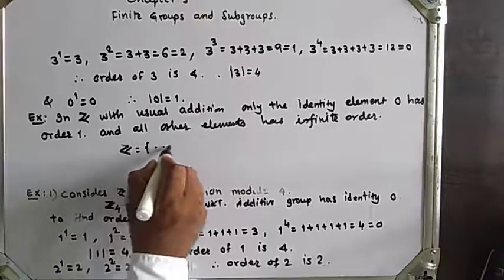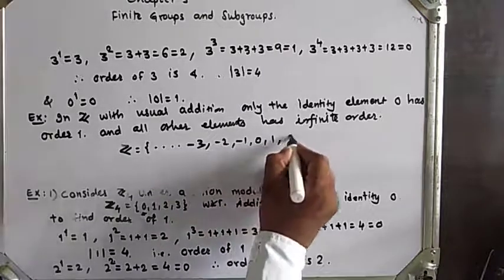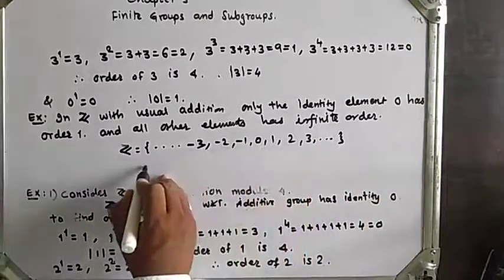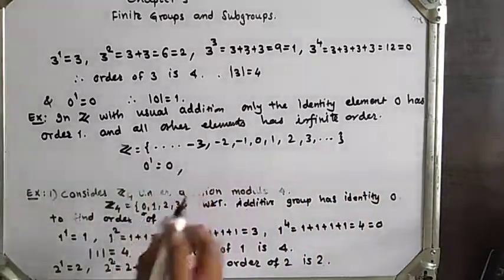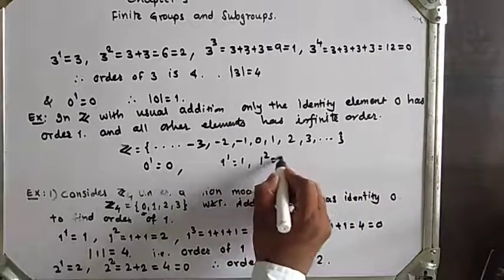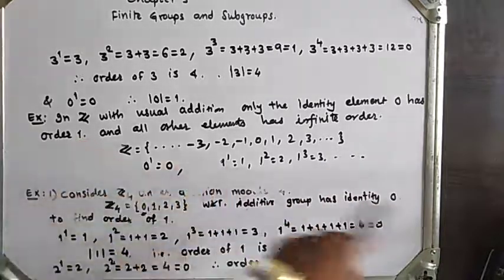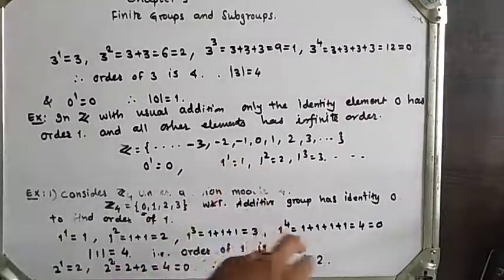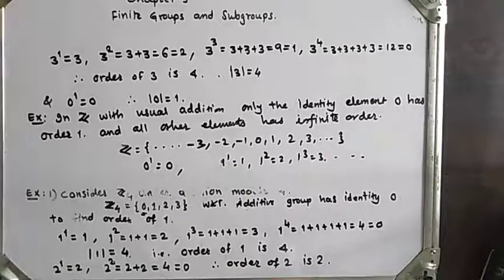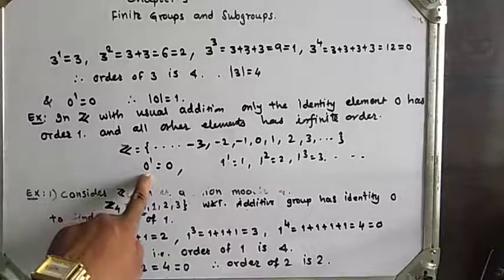Z has elements like this: -3, -2, -1, 0, 1, 2, 3 and so on. So here 0 raised to 1 is equal to 0, and if I take another element, 1 raised to 1 is equal to 1, 1 raised to 2 will be 2, 1 raised to 3 will be 3, and so on. So this is an infinite group, so there does not exist n such that 1 raised to n is equal to the identity, which means there exists only the element 0 which has order 1.